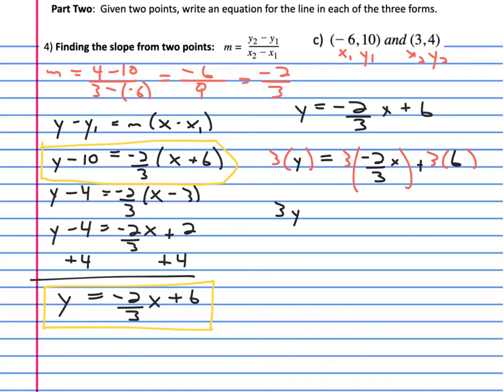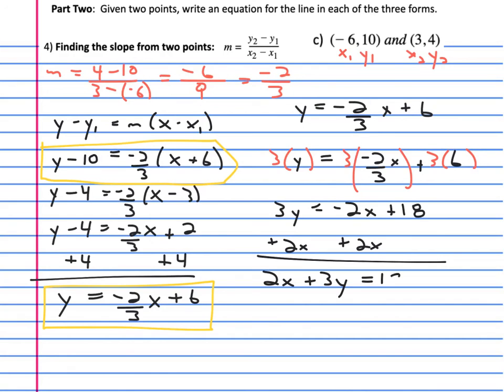Okay? And what does that work out to be? It works out to be 3y equals, the 3 and the 3 cancel out here, negative 2x plus 18. And when we add 2x to both sides and put the x's first, we get 2x plus 3y equals 18. And that is in standard form, and the a value is positive.